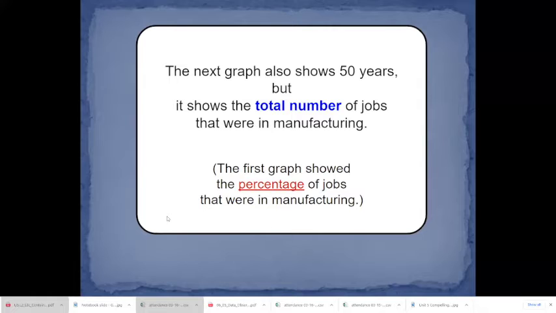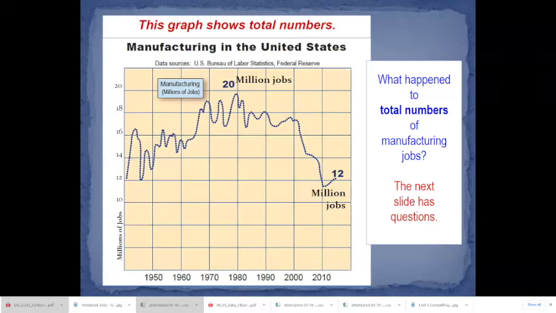So it's going to show the total number of jobs that were in manufacturing. The first graph showed the percentage of jobs. Now we're going to talk about the total number. So the first thing you want them to understand is that we're talking millions of jobs. So you want them reading that left edge of the graph so that they understand it. And then you want them to look at the years on the bottom from 1950 to 2010 so that they know what we're talking about.